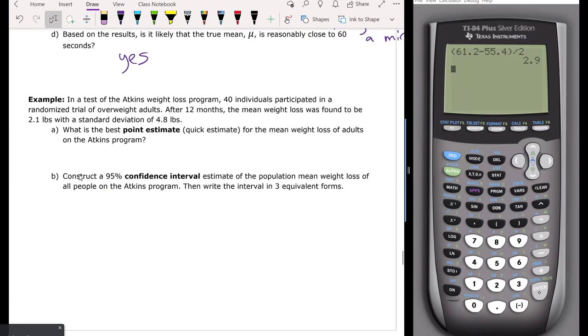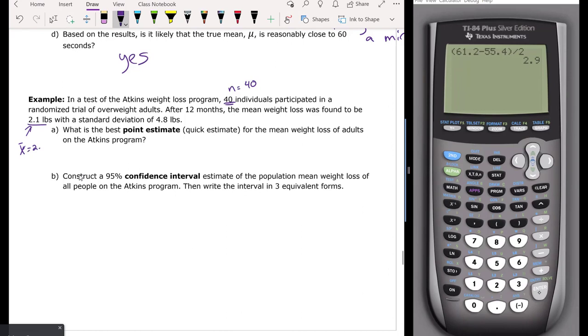So in a test of Atkins weight loss program, we have 40 individuals, so I know that will be my N right there, in a randomized trial of overweight adults. After 12 months, so they did like a year study, the mean weight loss was found to be 2.1 pounds. So that would be your X bar right there. And then with a standard deviation of 4.8.